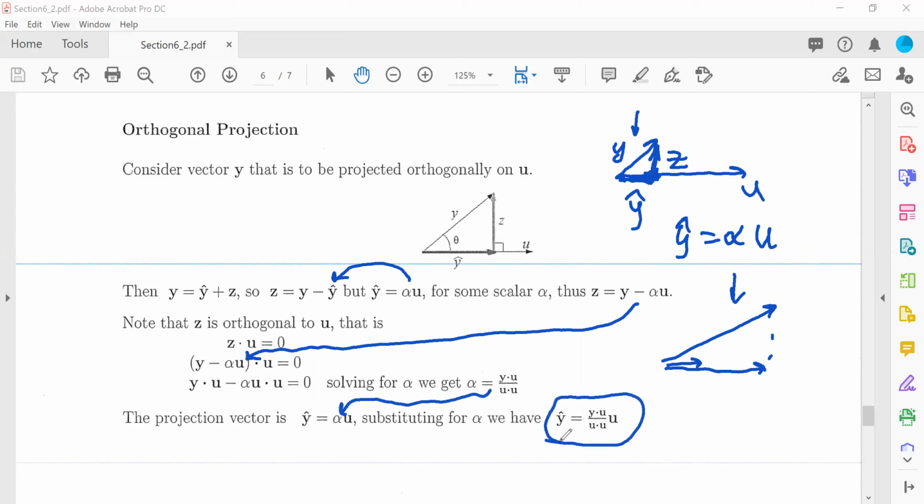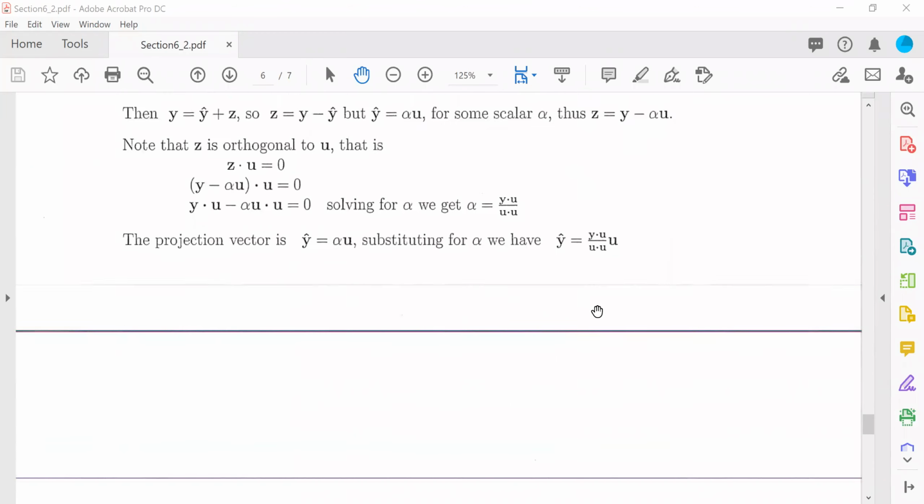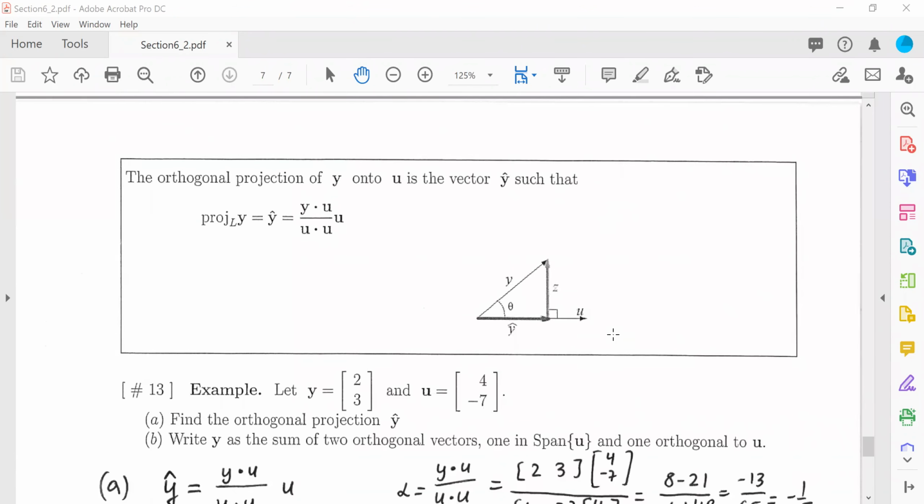So this is the projection of vector y onto the vector u. We're projecting vector y onto the vector u. So this is the orthogonal projection. And this is written exactly the same as what we had. The orthogonal projection of y onto u is a vector y hat such that y hat is equal to y dot product u over u dot product u, times u.